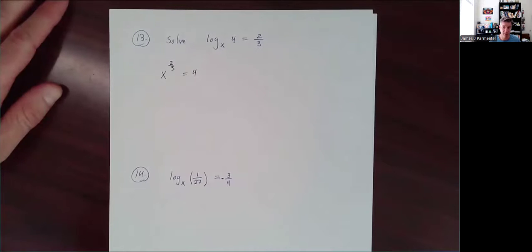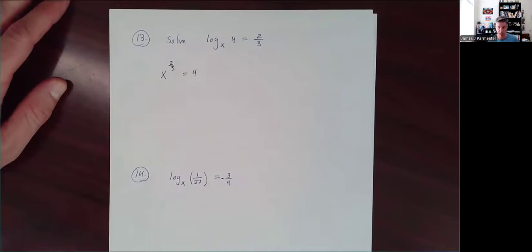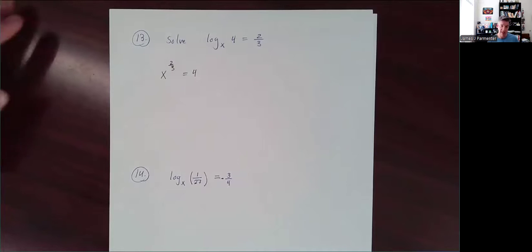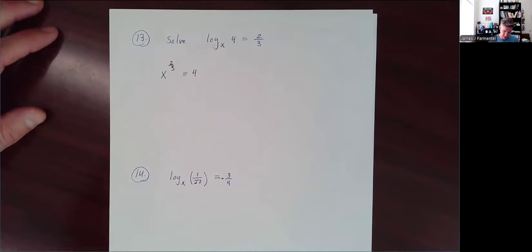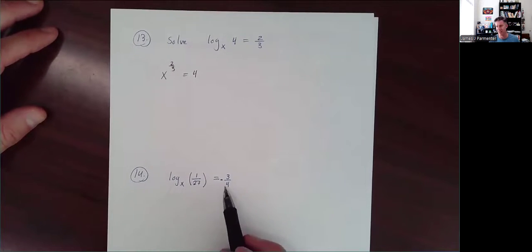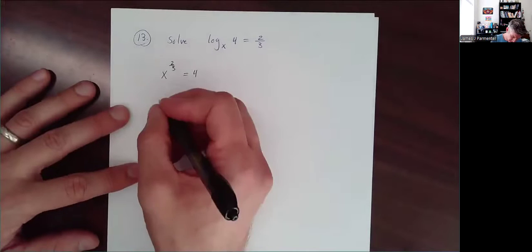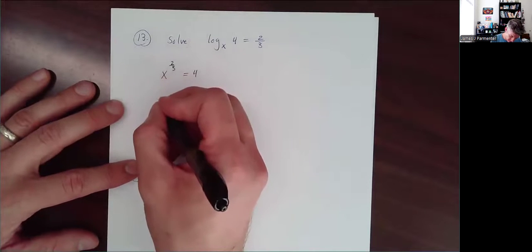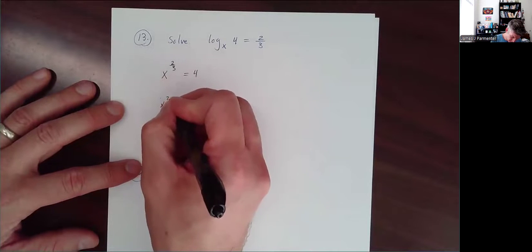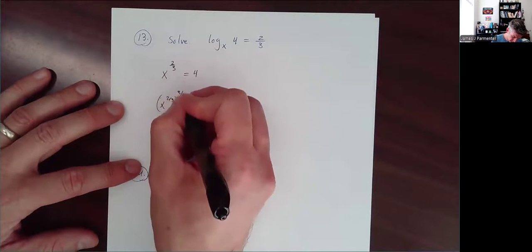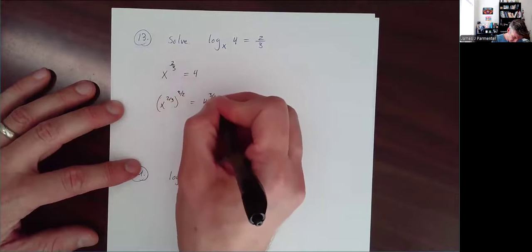Positive numbers always have positive reciprocals. So the reciprocal of 2/3 is 3/2. Negative numbers always have negative reciprocals. We'll see that in the next example, so we'll get there. So I'm going to raise both sides to the 3/2 power. So I'm going to have x to the 2/3 to the 3/2 equals 4 to the 3/2.